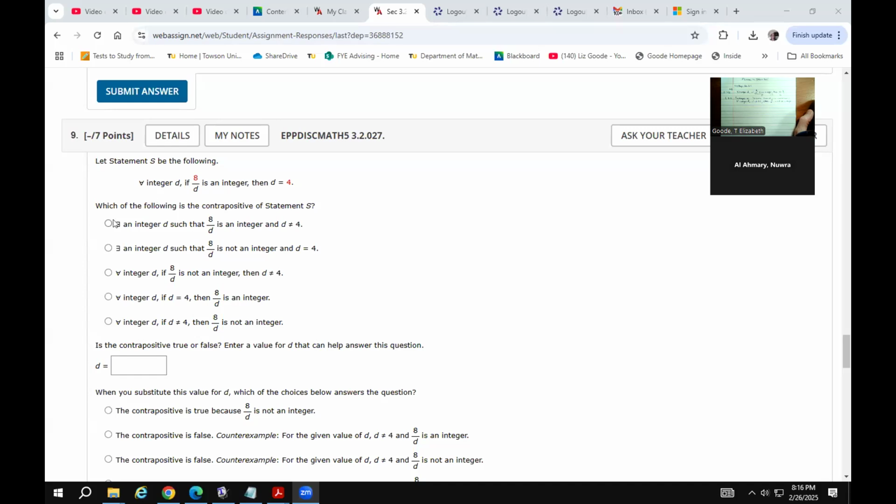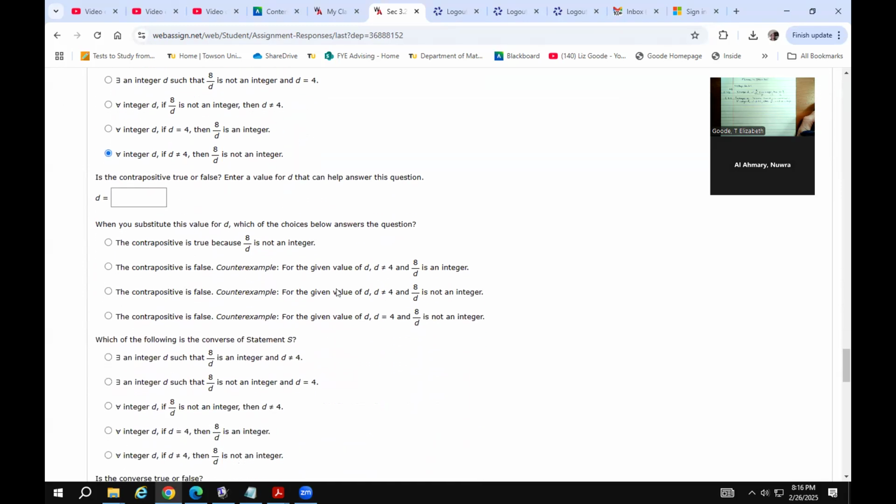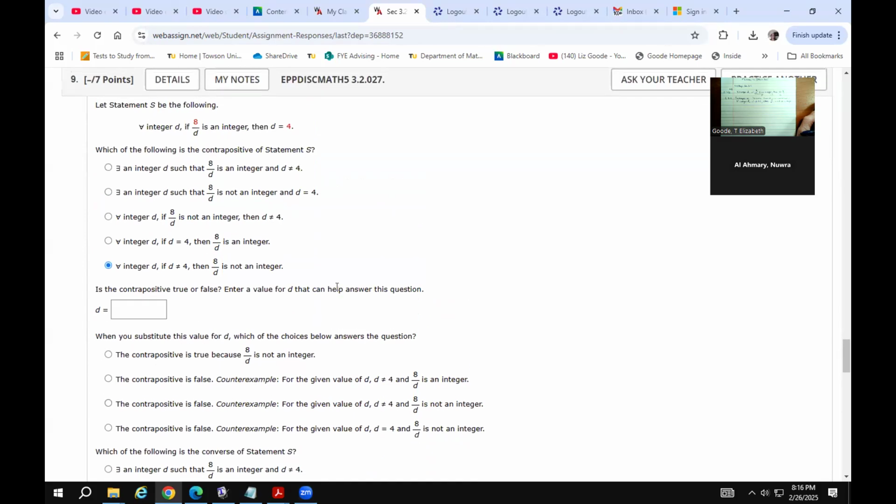Okay. So, when we come here, we have these choices, right? But we know that it's this last choice because that's the one where we've negated what you called Q and put it as the hypothesis. And we've negated what you called P, 8 over D is an integer. You called that P, which is really smart. And there's its negation, that 8 over D is not an integer, is not P. Perfect. All right. I went on to look at, I think they have the converse and the inverse.